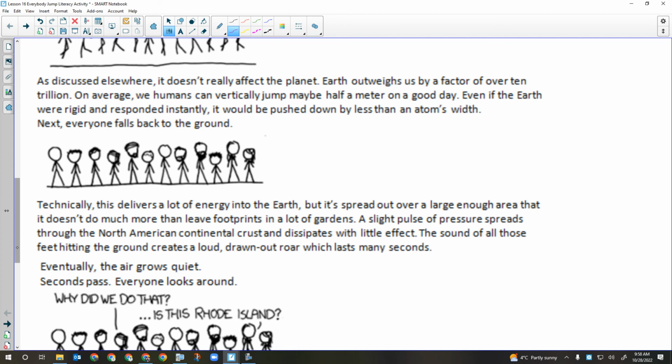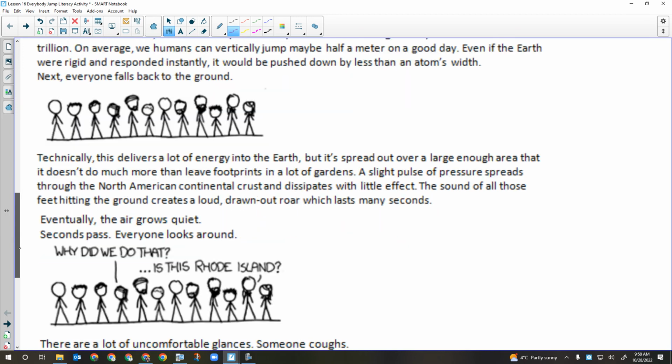In fact, you'd probably even feel it if you were there. Feel that kind of tremor running through the Earth. It'd be no small amount of energy. The slight pulse of pressure spreads out through the North American continental crust and dissipates with little effect. The sound of all those feet creates a long, drawn-out roar which lasts many seconds.